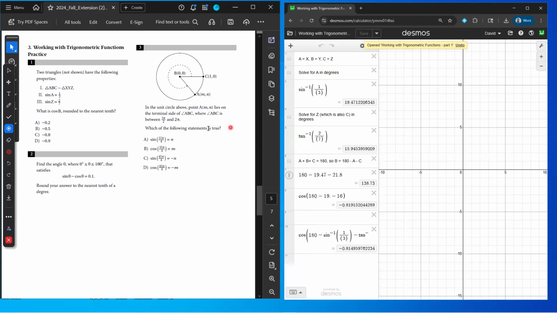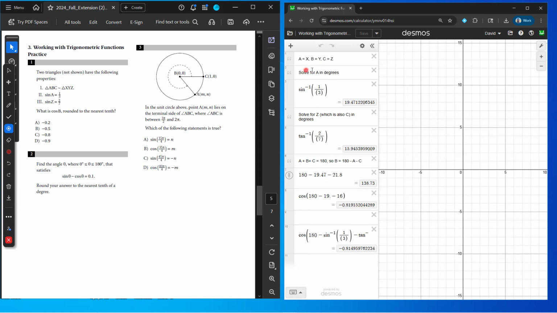Perfect. Okay. So we have two triangles not shown that have the following properties. We know that triangle ABC is similar to triangle XYZ. We know the sine of A is equal to 1/3. We know the sine of Z is equal to 2/7. What is the cosine of B rounded to the nearest tenth? First off, because the triangles are similar, angle A is equal to angle X, angle B is equal to angle Y, and angle C is equal to angle Z.